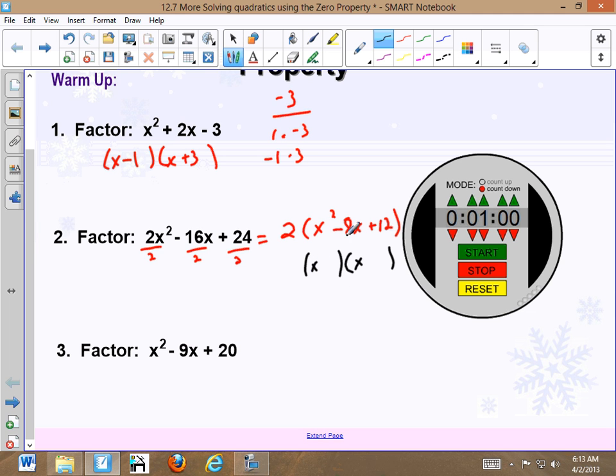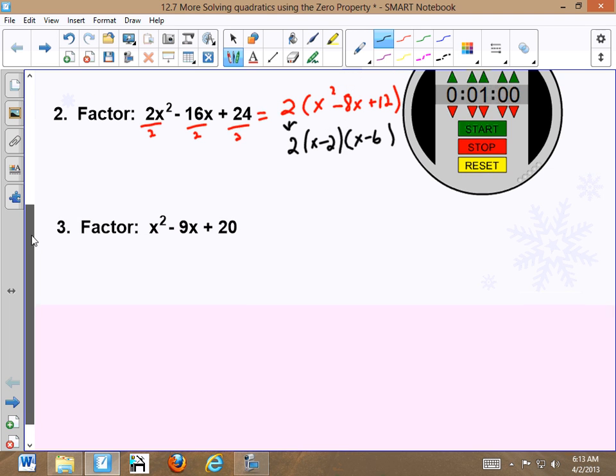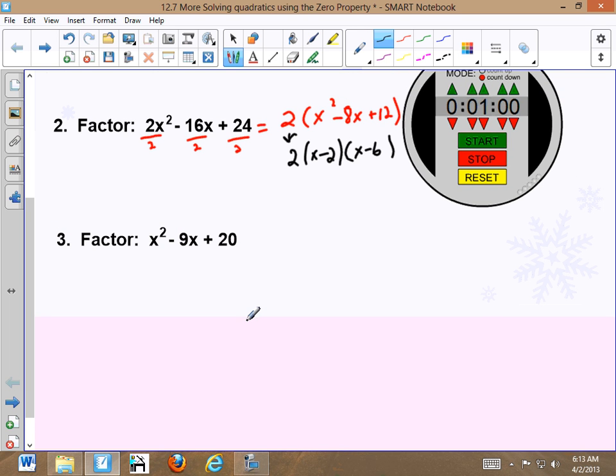x. Two numbers that give me positive 12 but add up to -8. That is going to be -2 and -6. And I have to bring down my 2 on the outside. Put it right here. I'm glad I wasn't here to see you guys not factor the 2 out. If I wasn't sick at home before, I surely am now.